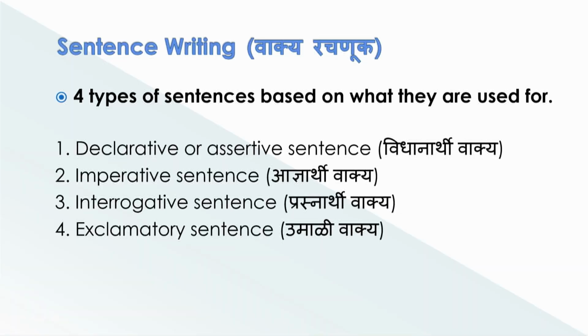Now we will see what are the different types of sentences based on what they are used for. So now we will deal with Vakya Rasnuk, or sentence writing in Konkani. Based on what sentences are used for, there are four different types of Konkani sentences: declarative sentence, imperative sentence, interrogative sentence, and exclamatory sentence. We will deal with these different types in detail in the next lecture.